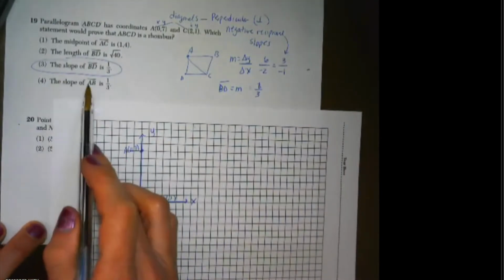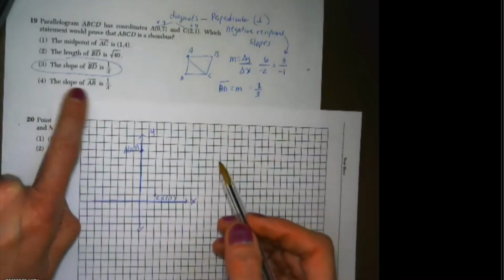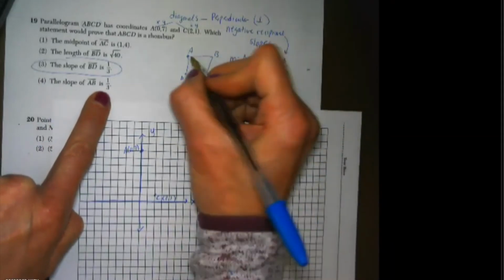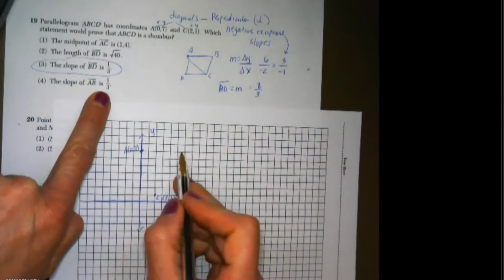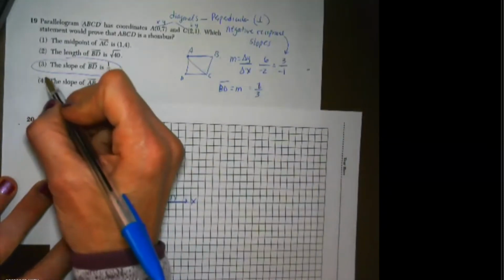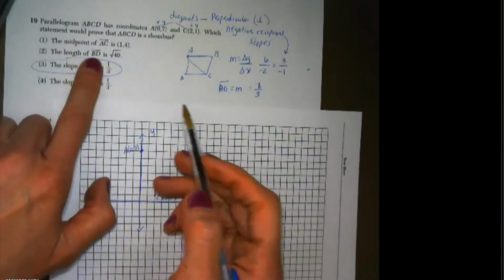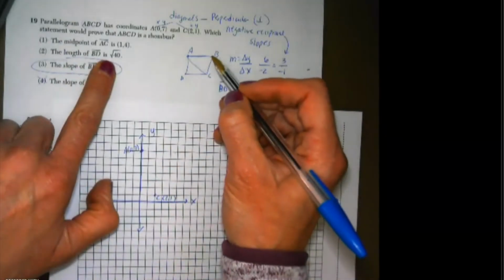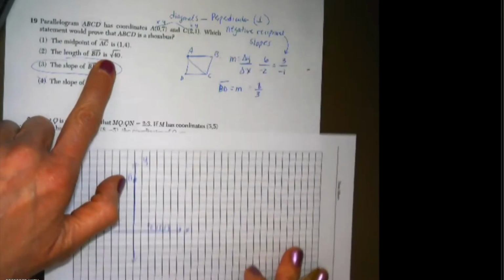So if we look at the other answers, the slope of line segment AB is 1 over 3, and we just said that the slope, that is not correct. So AB is not, well, we don't know. It's not necessarily 1 over 3, and it probably isn't according to this picture. The length of BD, so that would be the length of this diagonal, is the square root of 40. I don't actually know if that's necessarily true.